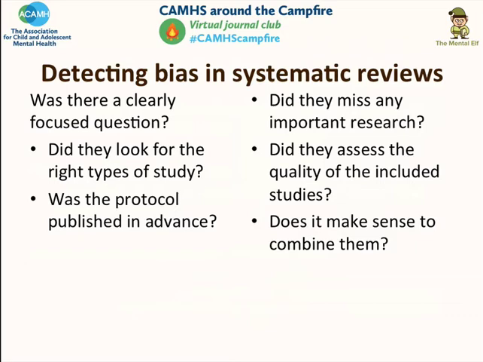We need to be assured that the reviewers found everything, that they didn't miss any studies, as we saw at the start, and we need to make sure they only included stuff that's high quality. So the GIGO principle there of garbage in, garbage out can apply. So if the underlying studies are biased, then the review is likely to be biased. And finally, the all-important question: does it make sense to combine all these different studies into one estimate?